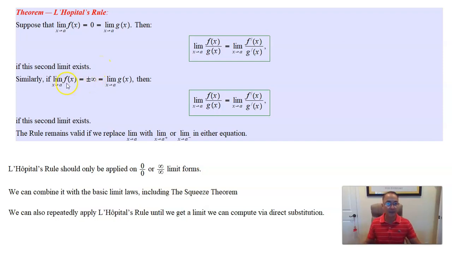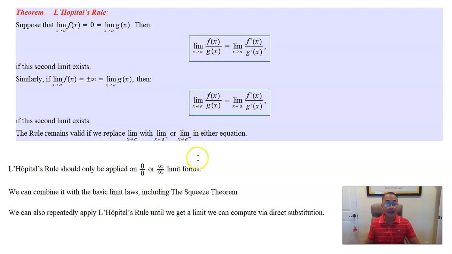Similarly, if both numerator and denominator have a limit which is positive or negative infinity, the sign really doesn't matter, then the limit of the quotient is again the same number as the original limit, the limit as x approaches a of the derivative f prime of x divided by the derivative g prime of x. Again, if this limit exists. It doesn't have to be x approaches a. It can also be x approaches a only from the right or only from the left. L'Hopital's rule is still valid.